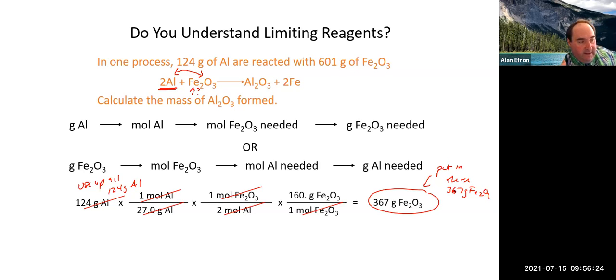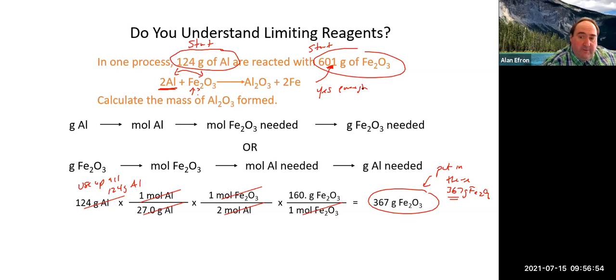At this point in this method, what you do is look at the problem: that is my starting amount of aluminum, and that is my starting amount of the iron 3 oxide. So based on this calculation, if I want to use up all the aluminum, I need to put in there 367 grams of iron 3 oxide. Do I have enough? And the answer is yes, you have enough. Obviously, if you started with 601 grams, but only need 367 grams, you have enough of the iron 3 oxide.